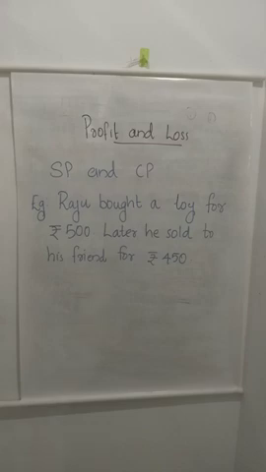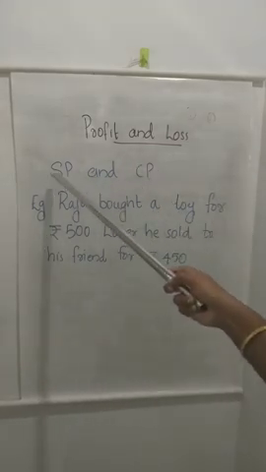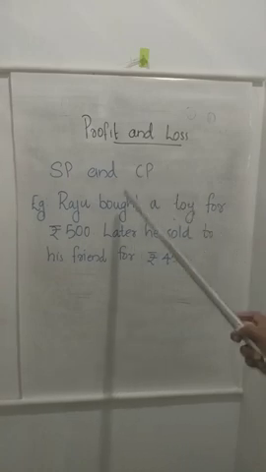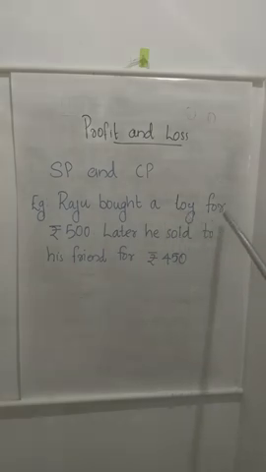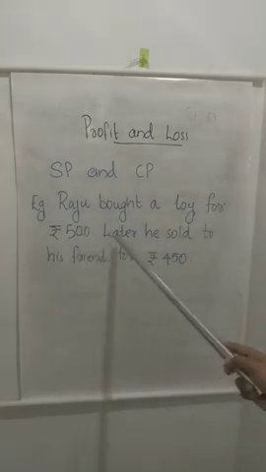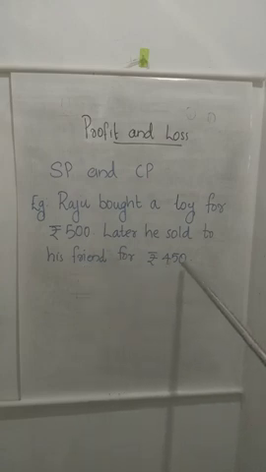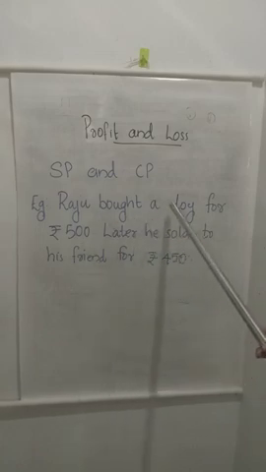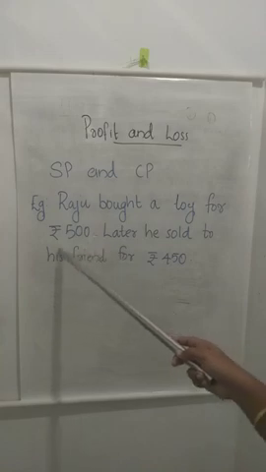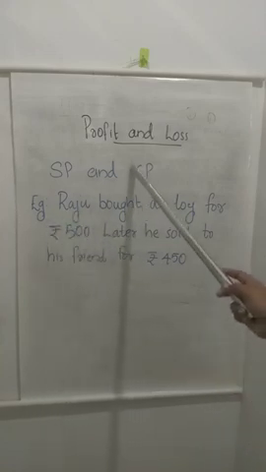In order to discuss profit and loss, we should know what is SP and CP. For that, consider the example. Raju bought a toy for rupees 500. Later he sold it to his friend for rupees 250. What is there in this example? Raju bought a toy, isn't it? He bought it for how much rupees? 500. So that is known as CP.